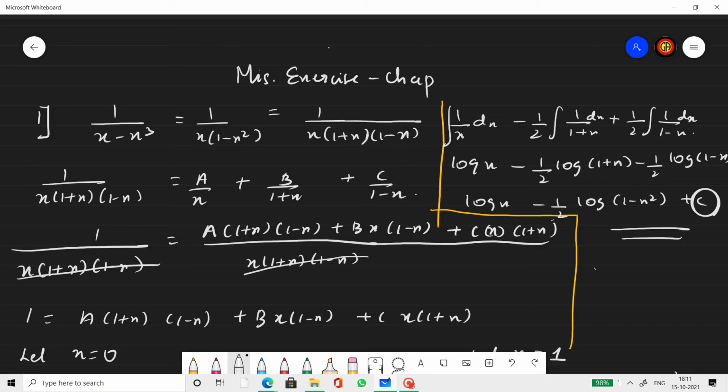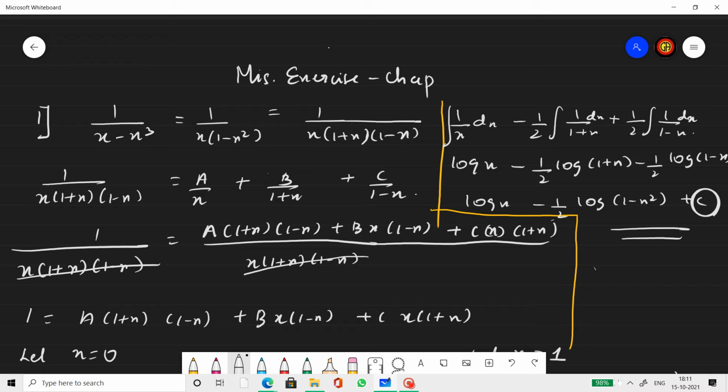Good evening, everyone. In today's class, we're going to do the miscellaneous exercise of chapter 7. First question, 1 by x minus x cube. X minus x cube, we can write it as x times (1 minus x square). 1 minus x square, we split as (1 plus x) into (1 minus x). Now, this can be integrated using partial fractions.